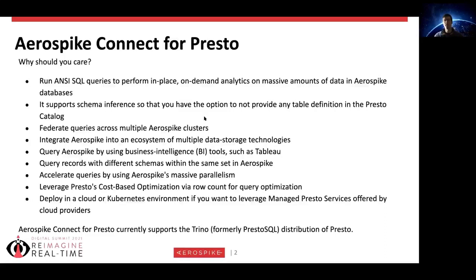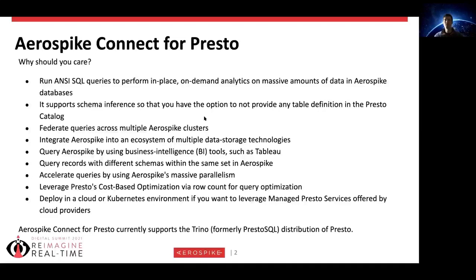Integrate Aerospike into an ecosystem of multiple data storage technologies. This is another useful feature from Presto. If you have different data sources, once connected, there will be a unified interface for all of them, and there is no difference where the actual data is stored. There are plenty of BI tools to explore the data which use the JDBC interface, and Presto supports and exposes it. There is also an option to make different projections on the same Aerospike set, and the data that is not relevant will be ignored.